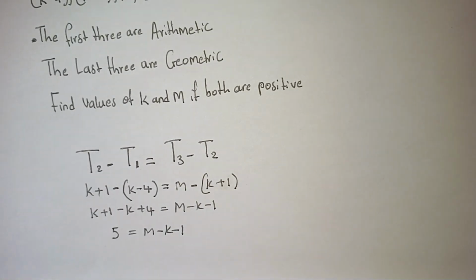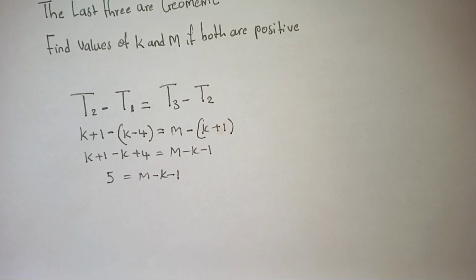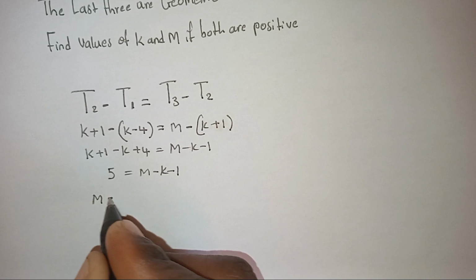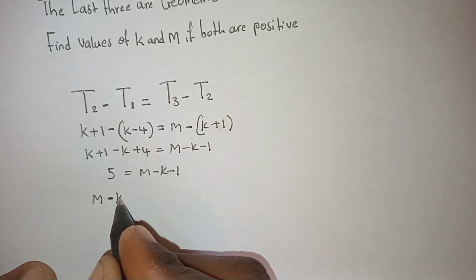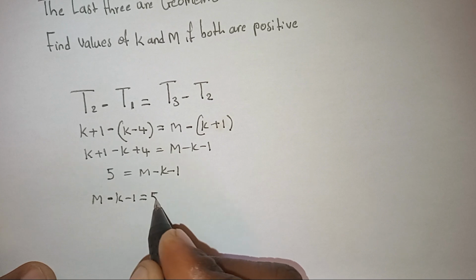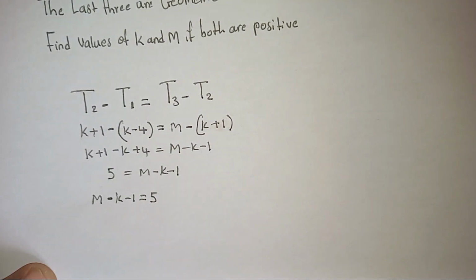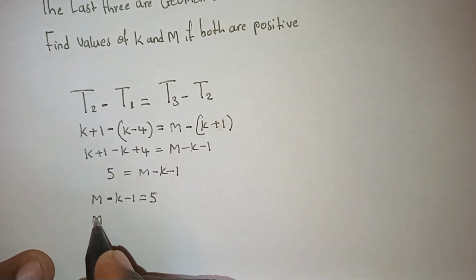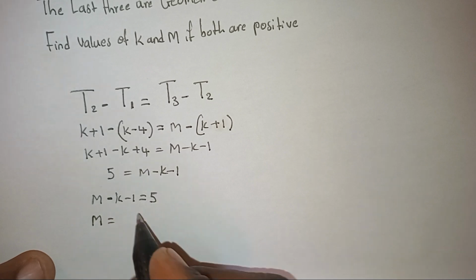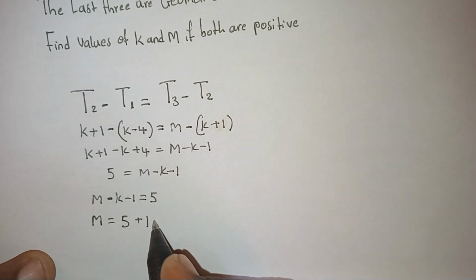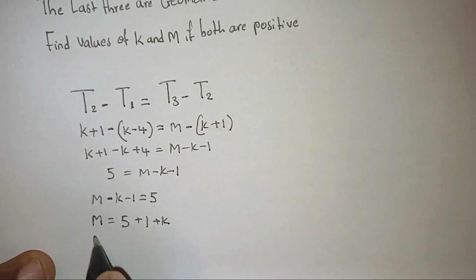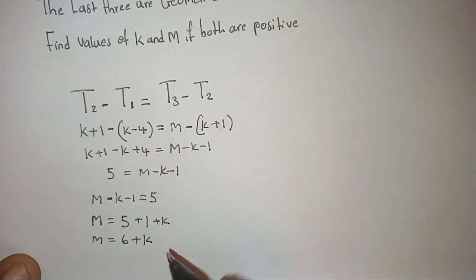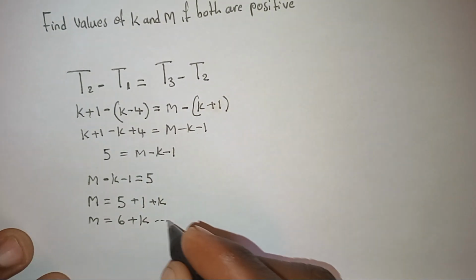Now let's make m the subject of the formula. We have m minus k minus 1 is equal to 5. Making m the subject means we take everything else other than m to the right hand side. We have 5 plus 1 plus k, so m is equal to 5 plus 1, which is 6, plus k. Let's treat this one as our equation 1.